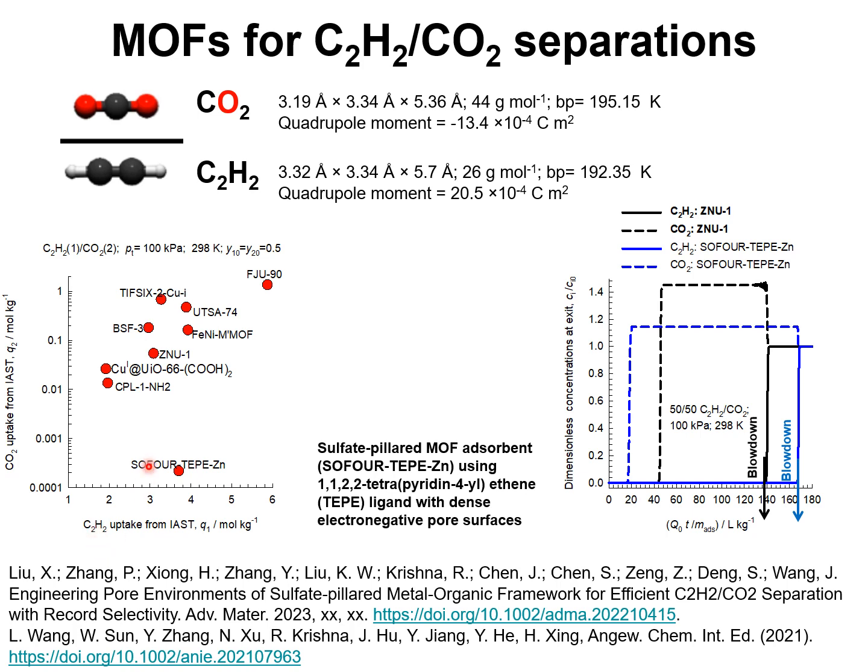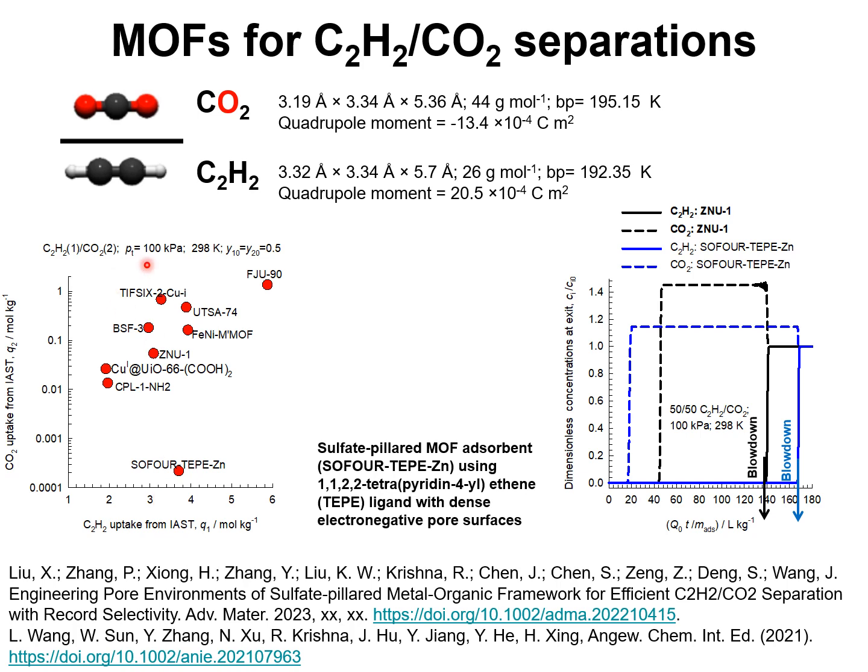Just to repeat what I said in the previous slide, we would like a MOF that has a reasonably high uptake of C2H2, but it is important that the CO2 uptake be negligibly small. On the basis of the IAST calculations shown here, it appears that SOFOUR-TEPE-Zn, that is described in this Advanced Materials paper, is likely to be a prime candidate for use in PSA separations.